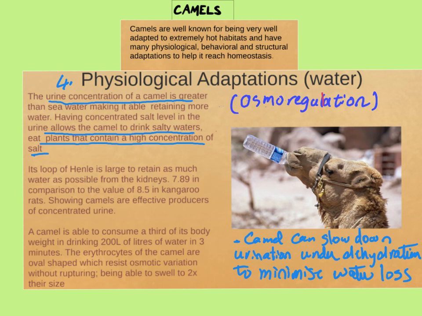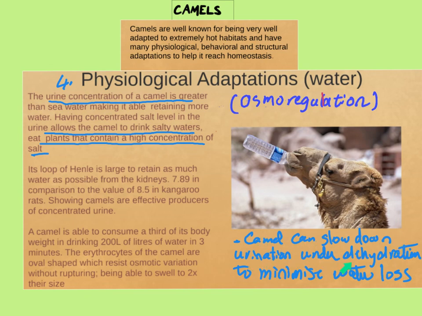Also, if you remember the urinary system, the loop of Henle here is very large, and as the loop of Henle gets longer, the camel is able to produce very concentrated urine. The camel is able to consume a third of its body weight, drinking 200 liters of water in just 3 minutes. Erythrocytes, the red blood cells of the camel, are oval shaped, which resists osmotic variation without rupturing. They are able to swell to 2 times their size without rupturing, which of course is a unique feature of the camel that doesn't exist in any other organisms.